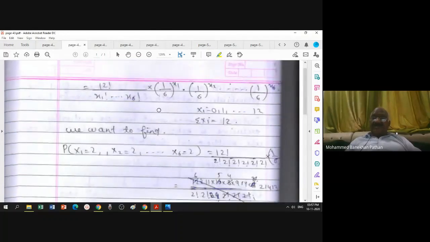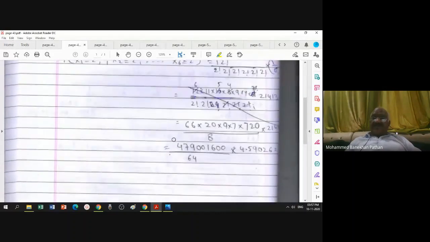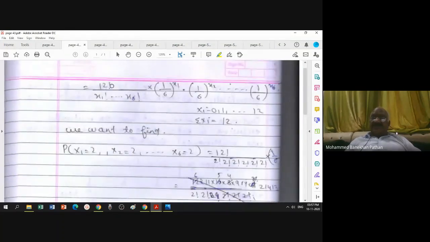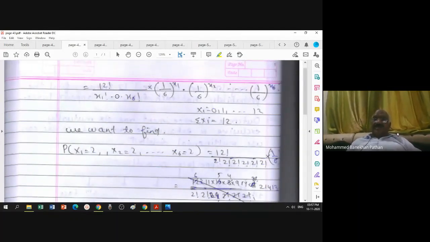By using this result, you get the calculations. You can do it manually. It is not mentioned clearly here, but the answer is 12 factorial divided by 2 factorial multiplied by 2 factorial multiplied by 2 factorial, and so on, times 1 by 6 raised to 2, 1 by 6 raised to 2, and so on, 1 by 6 raised to 2. So this is the answer of the question of throwing a dice 12 times and the chance to get every outcome 2 times.